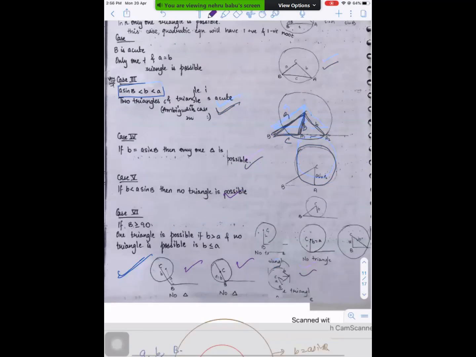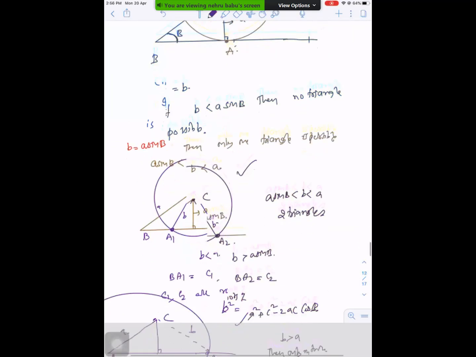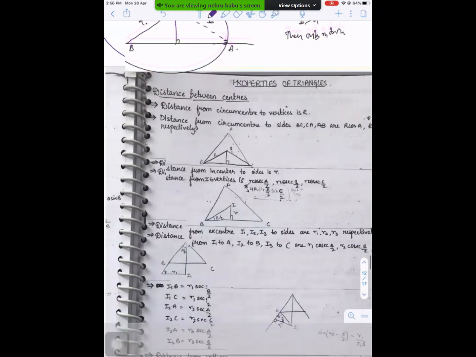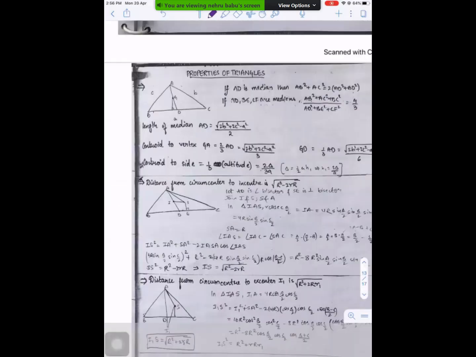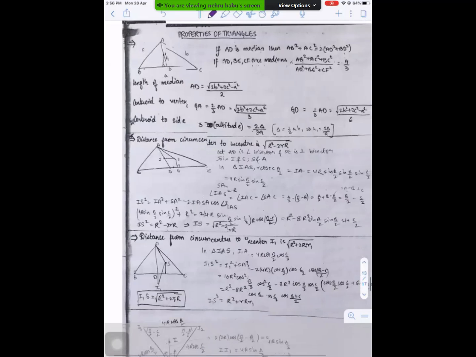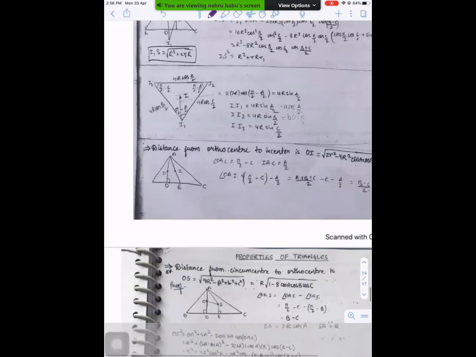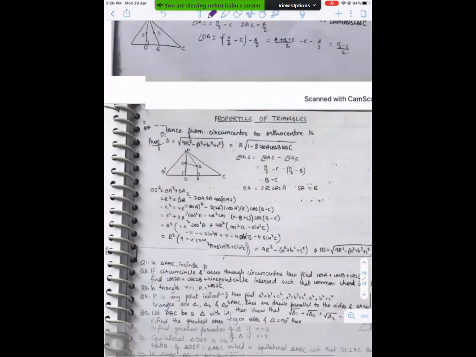Still, it's not over. In tomorrow's class, we'll discuss the distance between centers, incenter, excenter, and all these things, and the length of median, length of altitude, distance from orthocenter to side, orthocenter to vertex, and different distances. Like this, results we'll discuss, and cyclic quadrilateral results. So this is the topic. Tomorrow I will discuss that part.